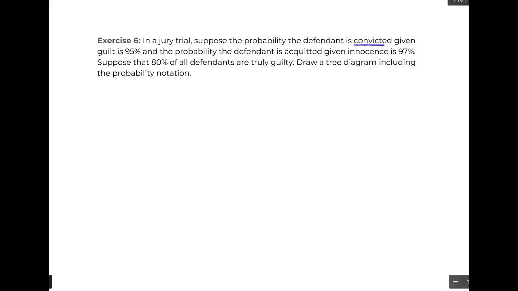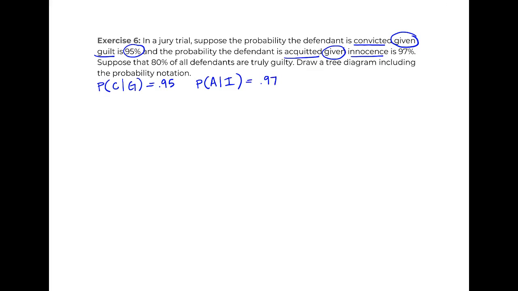We have something about convicted, and we have our keyword of given, guilt. And then they gave us a percentage here, so we wanted to translate that. Conviction, given that they're guilty, right? Whatever's behind the given goes behind the line, is 95%. And the probability that a defendant is acquitted, given innocence. So the probability of acquitted, given innocent, and again, you could use G complement and C complement if you want, is 97%. So basically, these are our correct convictions and our correct acquittal rates.